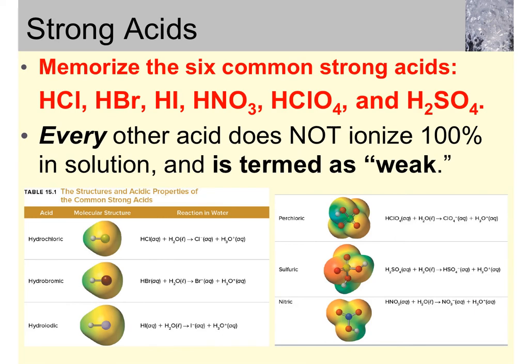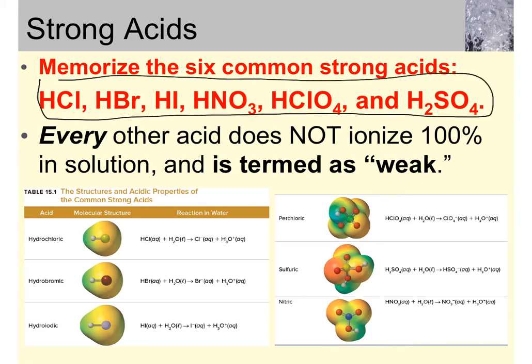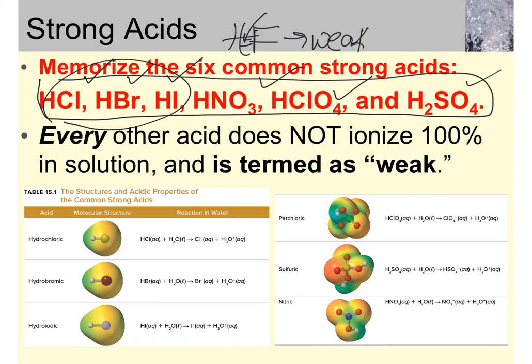There are 6 strong acids, and you should just memorize them, because every other acid, and there are tons of other ones, is weak. Now there are some patterns that'll help you. All of the hydrohalides are strong acids except for hydrogen fluoride, which is a weak acid, and that's because the hydrogen-fluorine bond is so darn strong that it really doesn't want to give up that hydrogen ion. So that'll help you remember those 3. And then nitric acid, perchloric acid, and sulfuric acid.